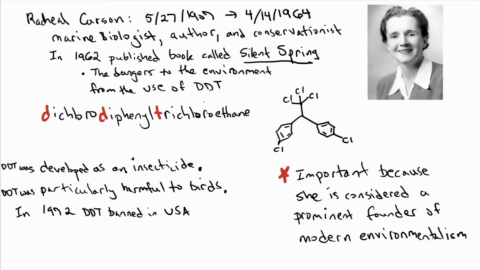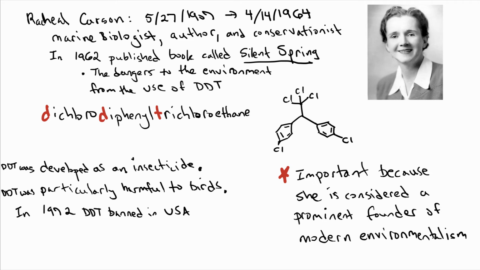And another really important person I should say is Rachel Carson. And she was a marine biologist, author, and conservationist. And she published a book in 1962 called Silent Spring. And it concerned the dangers of a chemical called DDT, dichloro-diphenyl-trichloroethane, and here's the chemical structure of it.